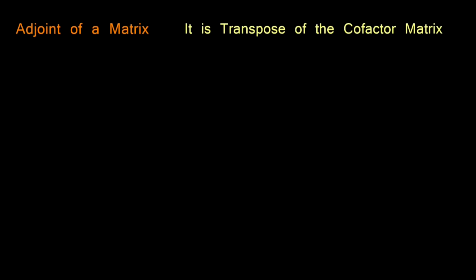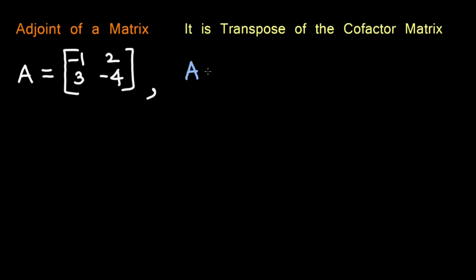Let us understand the adjoint of a matrix. The adjoint of a matrix is the transpose of the cofactor matrix. Consider a 2 by 2 matrix A, which is minus 1, 2, 3, minus 4. Its cofactor matrix will be, first we will put proper signs. They will be plus, minus, minus, plus. Now we will write the values of the minors of the elements of matrix A.